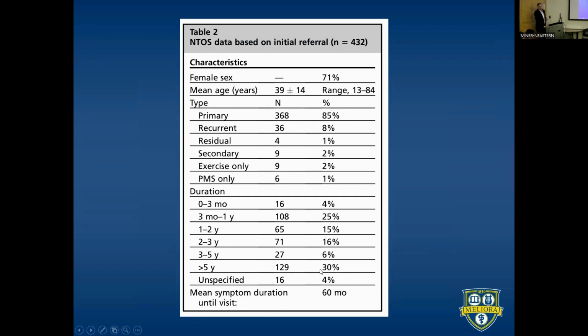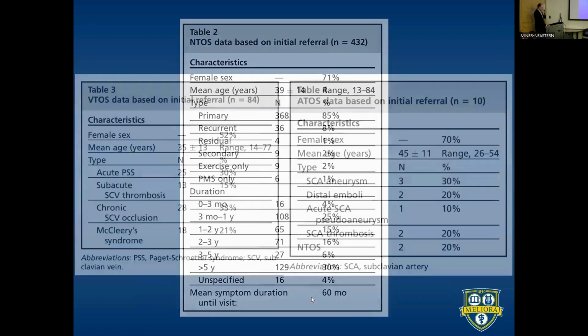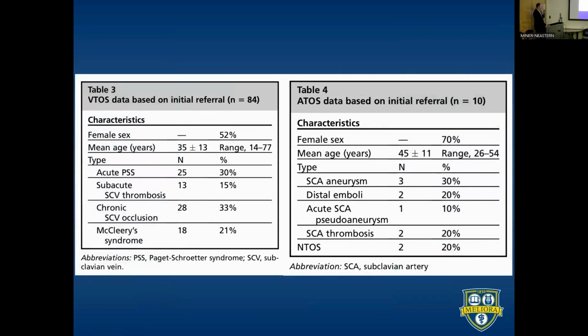But this 30% is the scary part, because patients lose function with neurogenic TOS. In any kind of social mission, we should be increasing awareness of this disease. And the median symptom duration is long; patients live with this for a long time before they figure it out.